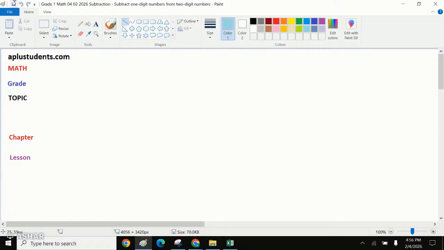First thing you need to do is go to aplusstudents.com. You need to go to this website. Once you're on the website, you need to select math as your subject. Once you have done selecting maths, you select your grade level.